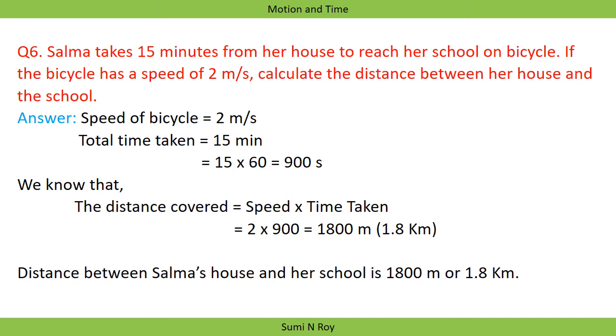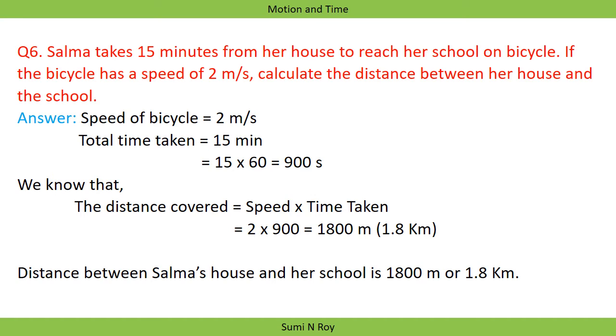So students, here you have to know that we have to convert the time in seconds only, because the speed is given in seconds. So we have to convert the time also in seconds. So as we know, 1 minute is equal to 60 seconds. So 15 minutes is equal to 15 into 60, that is 900 seconds. So total time taken is 900 seconds.